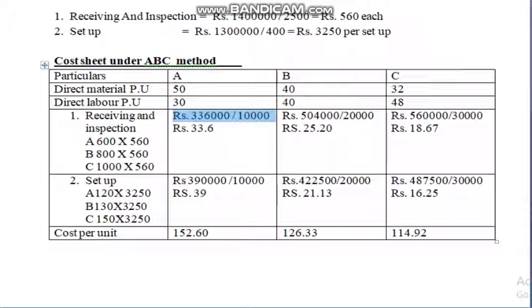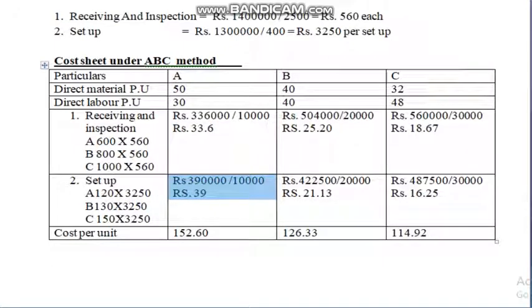So the only extra calculation here is that we have divided this activity cost by the number of units, because direct material and direct labor cost were expressed in terms of cost per unit, but receiving cost and setup cost we calculated in terms of total amount. So in order to bring uniformity, we have divided the total cost by the total number of units produced to calculate cost per unit. Now all the costs were expressed per unit. So this is the total cost per unit.